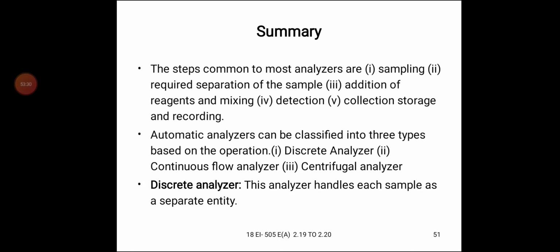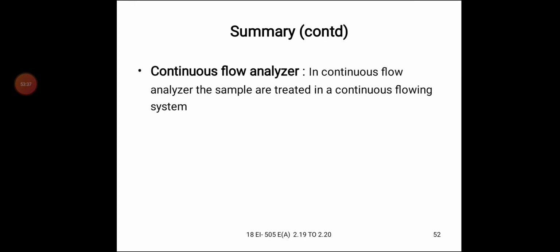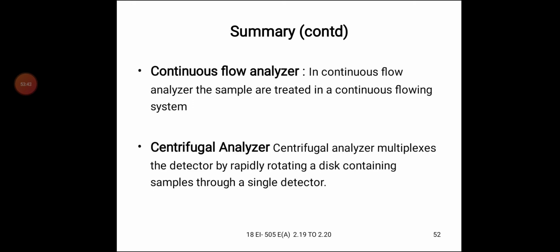Discrete analyzer handles each sample as a separate entity. In a continuous flow analyzer, samples are treated in a continuous flowing system. Centrifugal analyzers multiplex the detector by rapidly rotating a disc containing a sample through a single detector.